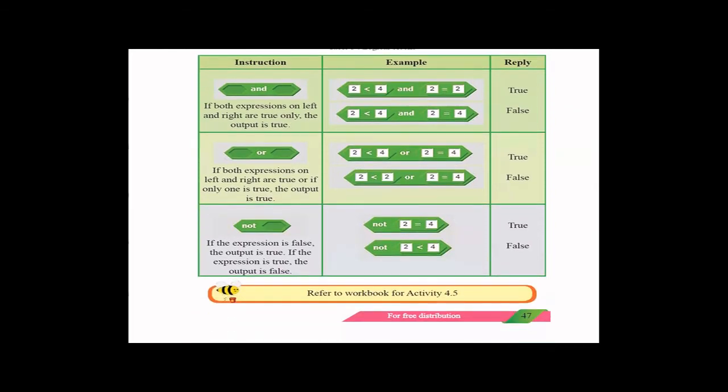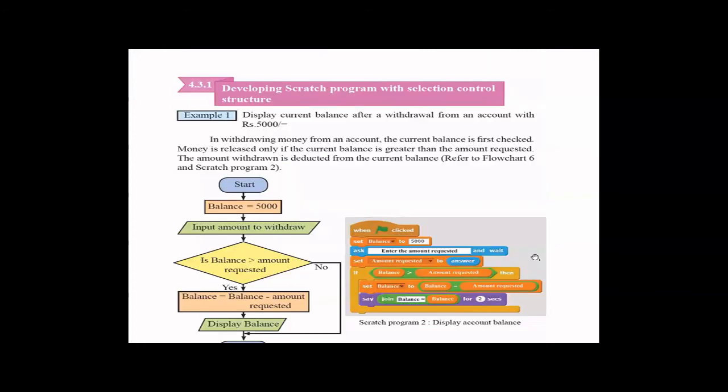And then comes the NOT operation, right? With the NOT operation, if the condition is false, it will become true. NOT means a kind of negation happens. So if the expression is true, the result will be false. For example, 2 is equal to 4. This is false, but with NOT, it becomes true. 2 is less than 4. This is what? Yes, true. But with the NOT operation, it becomes false.